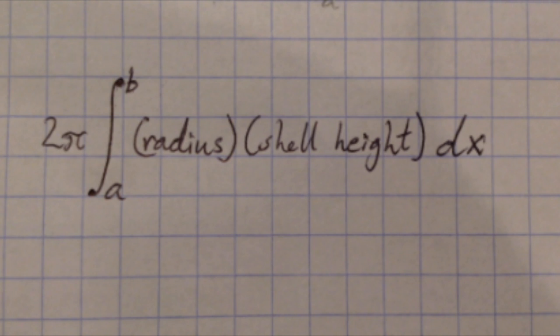In the case of the shell method, you plug in your values and you get this set formula of 2 pi times the integral from a to b of your radius times your shell height times your dx. And your radius would be your x value in this case. I'll leave that up for a second and let you try to set it up using the function we are using, 5x minus x squared.